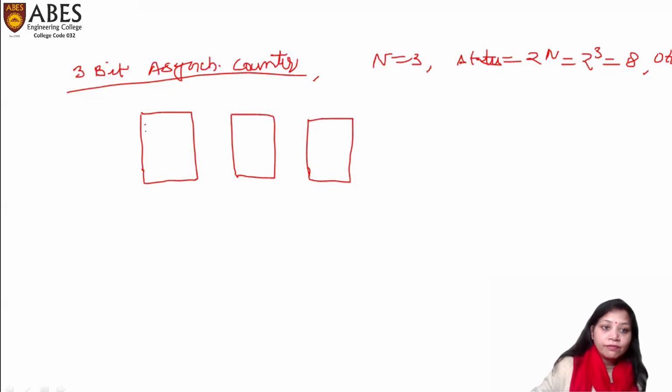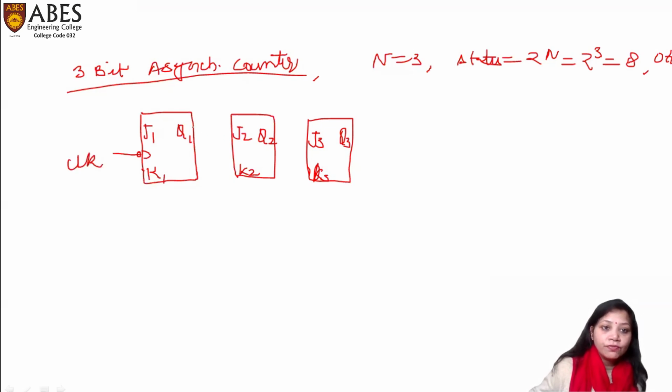First flip-flop input is J1, K1. Output is Q1. Second flip-flop inputs are J2, K2. Output is Q2. And third flip-flop inputs are J3, K3. And output is Q3. In an asynchronous counter, we give the clock pulse at the first flip-flop.